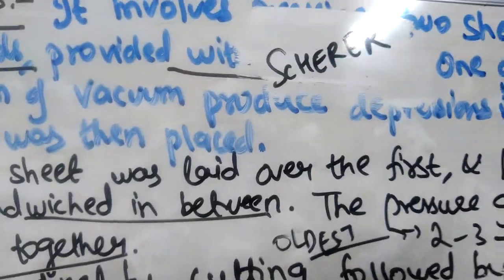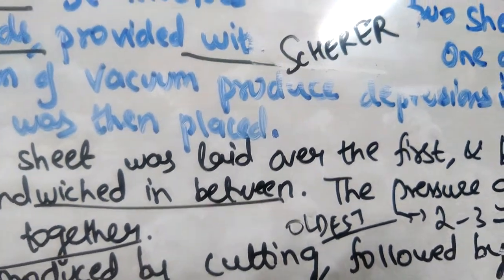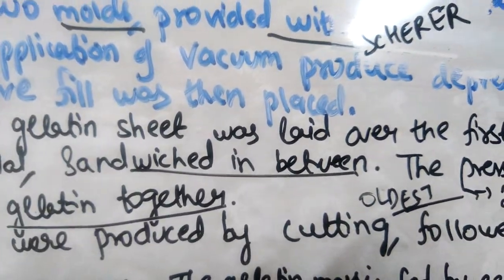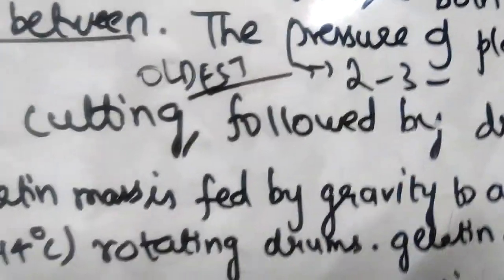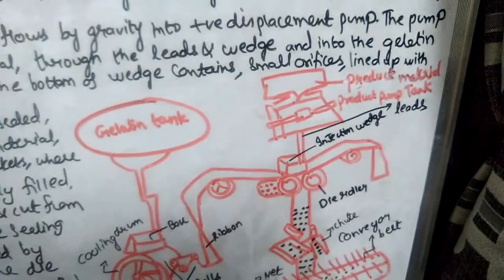Scherer has invented this rotary die process. Coming to this process, I will show you the diagram, and then I will tell you about the description. Can you see the diagram?